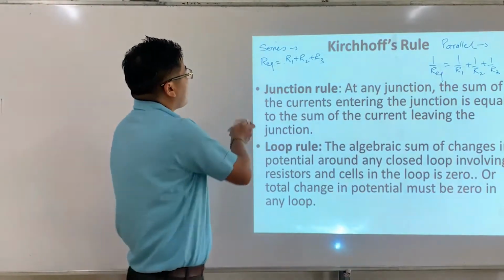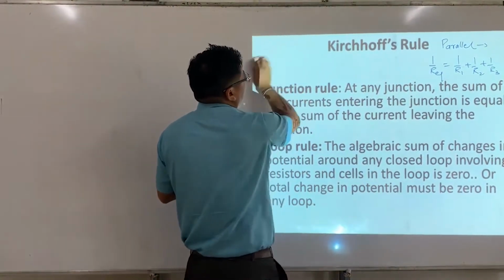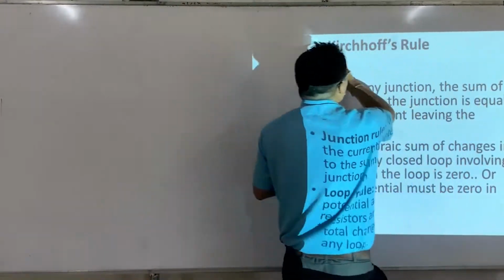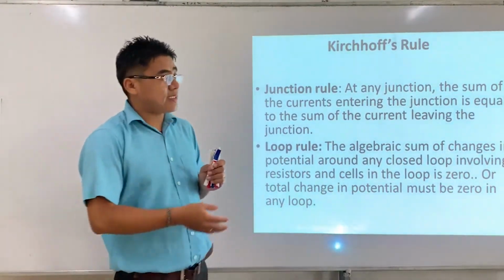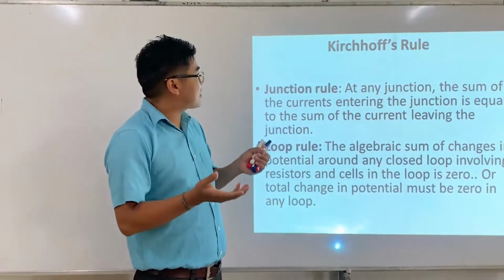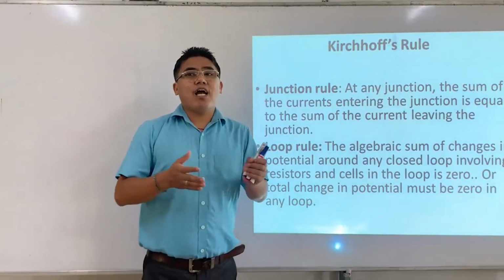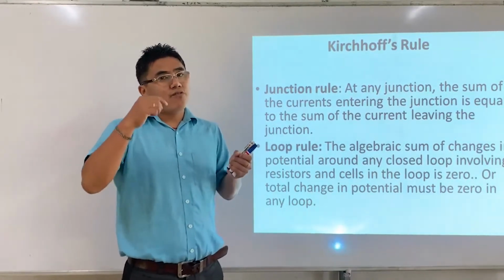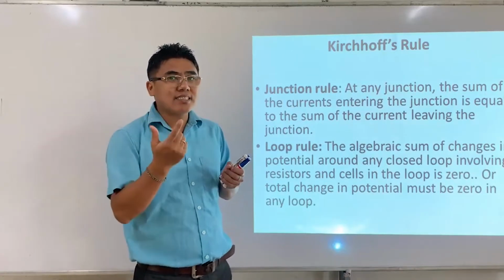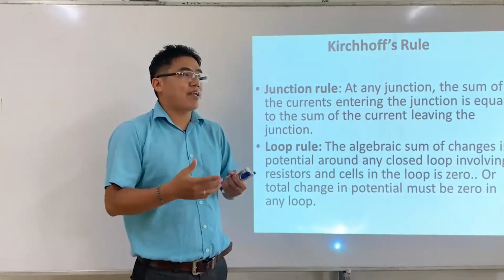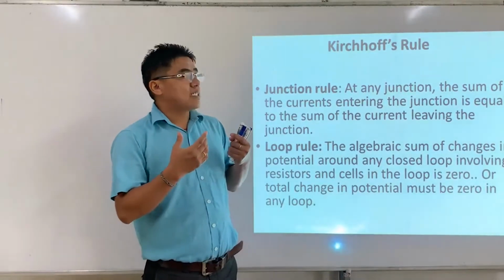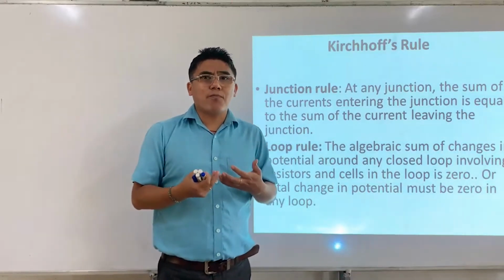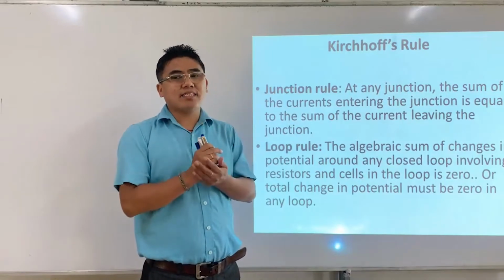Now this time, we are going to learn one more rule called Kirchhoff's rules, and that simplifies our understanding of resistance and circuits in general. Whenever we have a circuit, we have three important physical quantities: first is voltage, second is resistance, and third is current. This helps us to find the voltage, current and resistance.